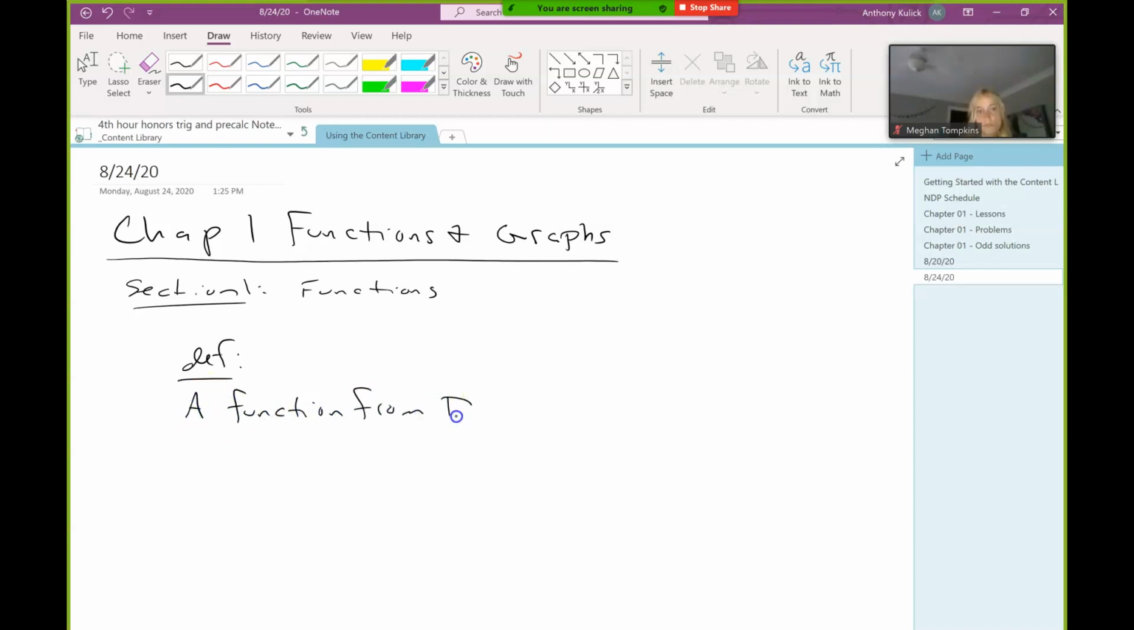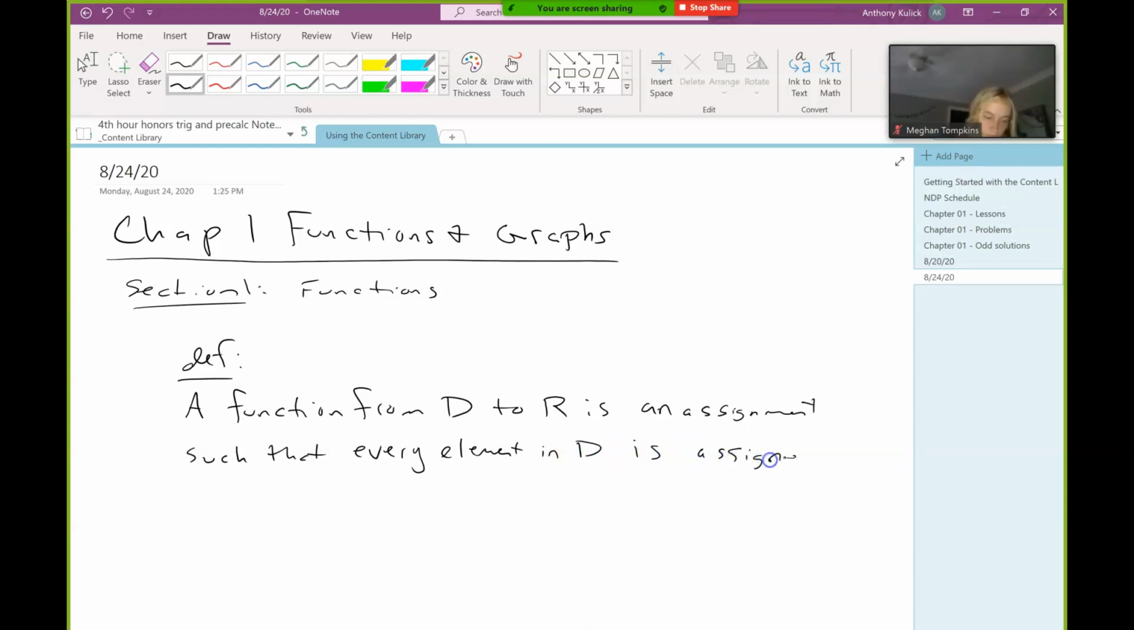So we'll say a function from the set D to the set R is an assignment such that every element in D is assigned to exactly one element in R.